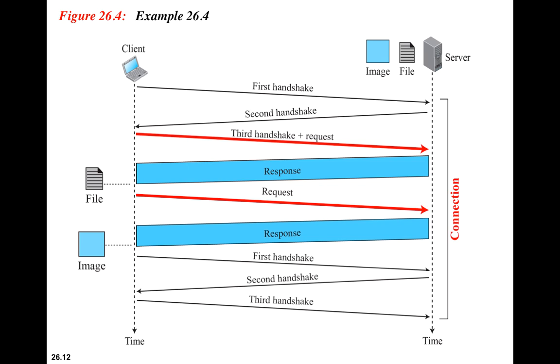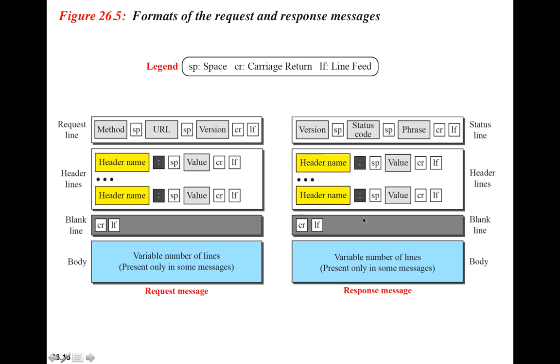In a persistent connection, the server keeps the TCP connection open. Until when? Until either the client terminates it or there is a timeout. So you wait for some amount of time. If no request comes from the client, then you terminate the TCP connection.